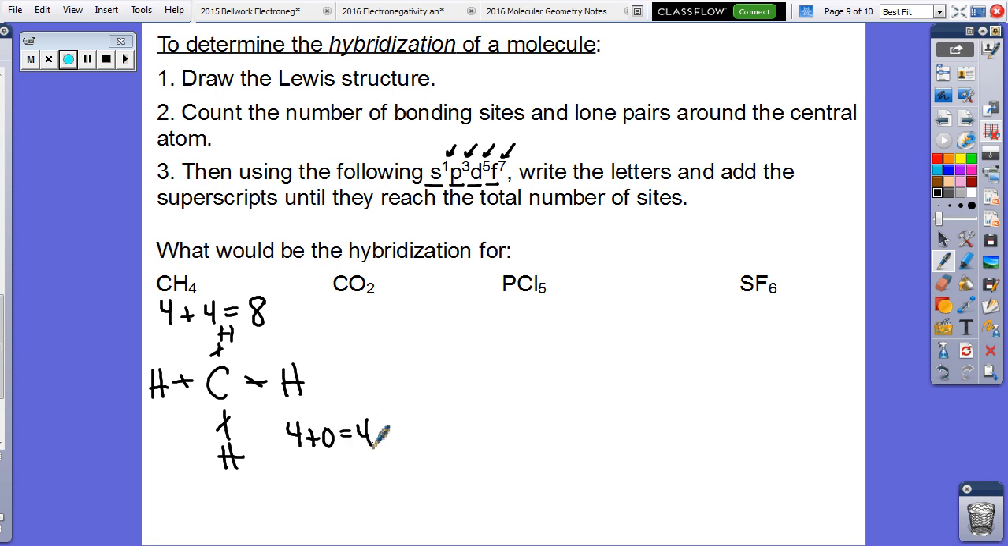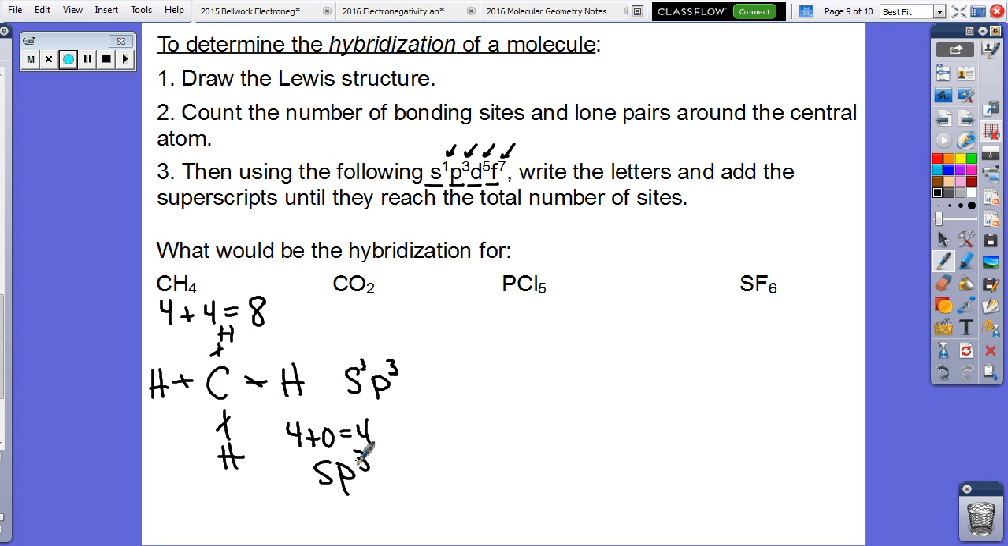Okay? Now, I'm going to use my sequence S1, P3, D5, F7 to write the hybridized orbitals. Well, I'm going to need 1 s orbital and 3 p orbitals. That adds up to 4. 1 and 3 is 4 to actually hybridize together to hold all the electrons that are going to be necessary to share for this particular molecule. So my hybridization is sp3.